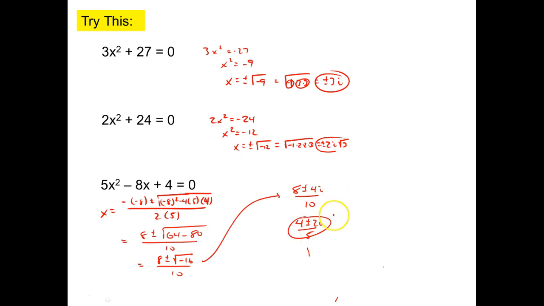Sometimes you might be asked to record them separately, in which case it would be 4 plus or minus, not the minus, let's erase that last guy. 4 plus 2i over 5, or 4 minus 2i over 5. Either way, depending on the way that your program wants you to record your answers, I think MathXL might ask you to do it the second way, separated with a comma.